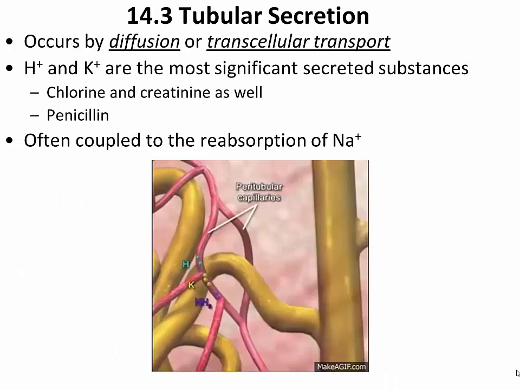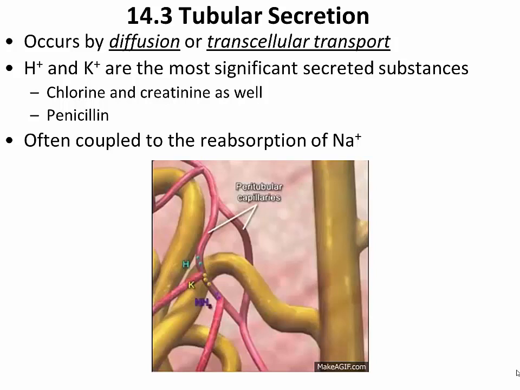We turn our attention now briefly to tubular secretion. In the case of tubular secretion, just like in the case of reabsorption, there are two mechanisms by which this transport can occur. One is diffusion and one is transcellular transport. What we do see in this case, though, is that hydrogen ions and potassium ions are the most significant secreted substances, but many other substances are secreted as well. Chlorine, creatinine, penicillin, numerous other drugs, toxins, and pesticides are secreted.